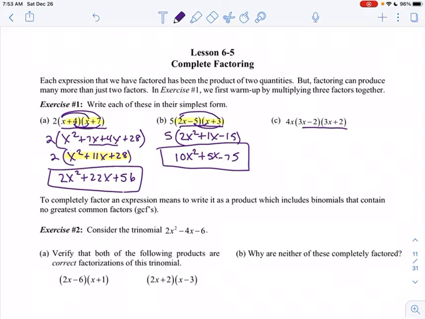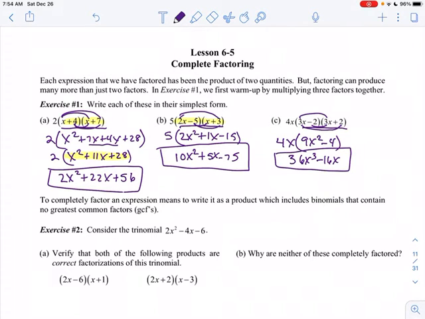3x minus 2 times 3x plus 2. So 3x times 3x is 9x squared. Now look what's happening. 3x times 2 is positive 6x, and negative 2 times 3 is negative 6x. They cancel each other out. And negative 2 times positive 2 is negative 4. Okay, so again, this is a difference of two perfect squares. And then 4x gets distributed out, so that's 36x cubed, and 4x times negative 4 is negative 16x.